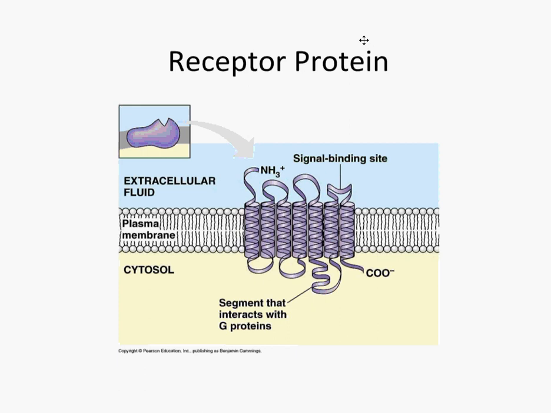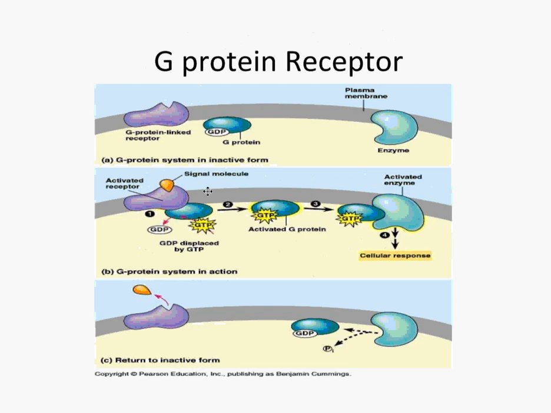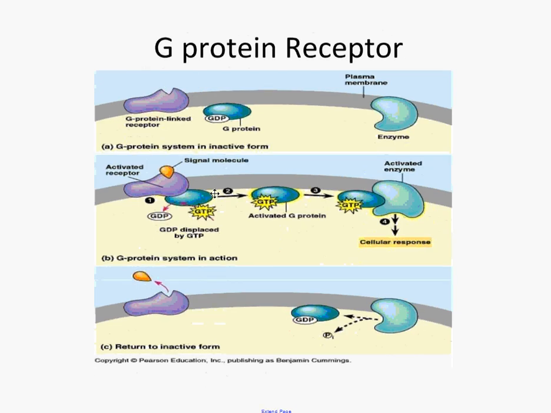Oftentimes when I show you a protein, it looks something like this weird slipper here, but really what's going on is something much more chemical. And that brings us to the next thing. We're going to talk about a specific cellular pathway called the G protein pathway. This is the most common pathway used by cells. A couple of parts of this pathway that you need to be familiar with.